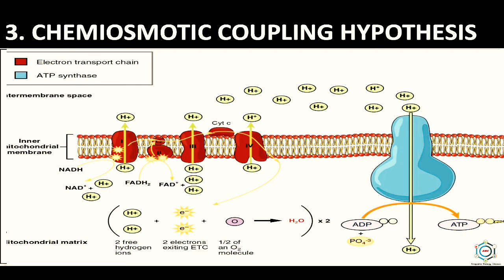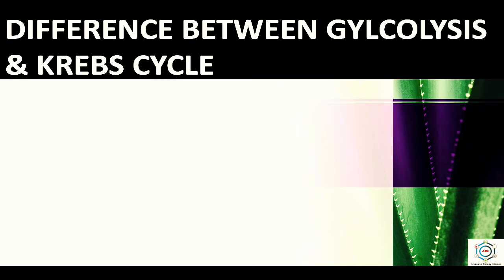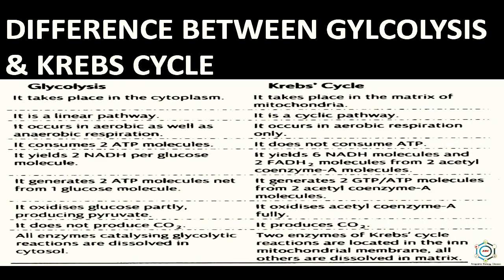So 3 ATP molecules are produced by reduction of 1 NADH and 2 ATP molecules from 1 FADH2. So this is the diagrammatic representation of the chemiosmotic mechanism in the oxidative phosphorylation system. Now, after this, let's see the differences between glycolysis and the Krebs cycle. So what are the main differences between glycolysis and the Krebs cycle?